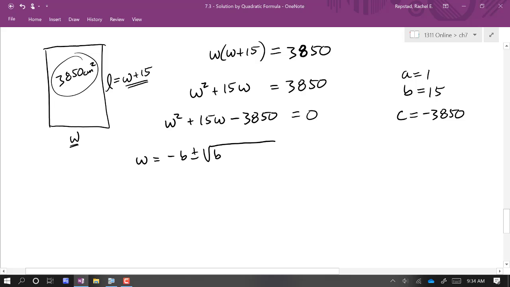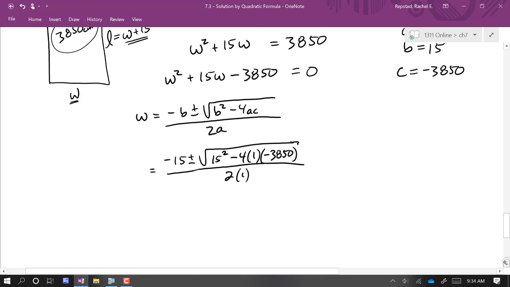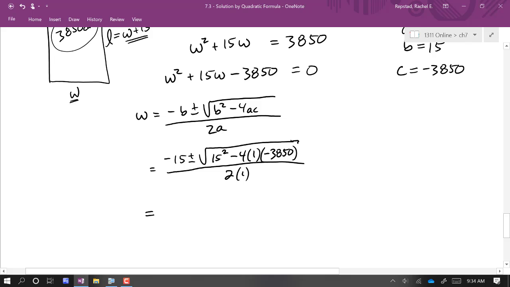Writing out the quadratic formula. So negative 15 plus or minus the square root of 15 squared minus 4 times 1 times negative 3,850, all over 2 times 1.